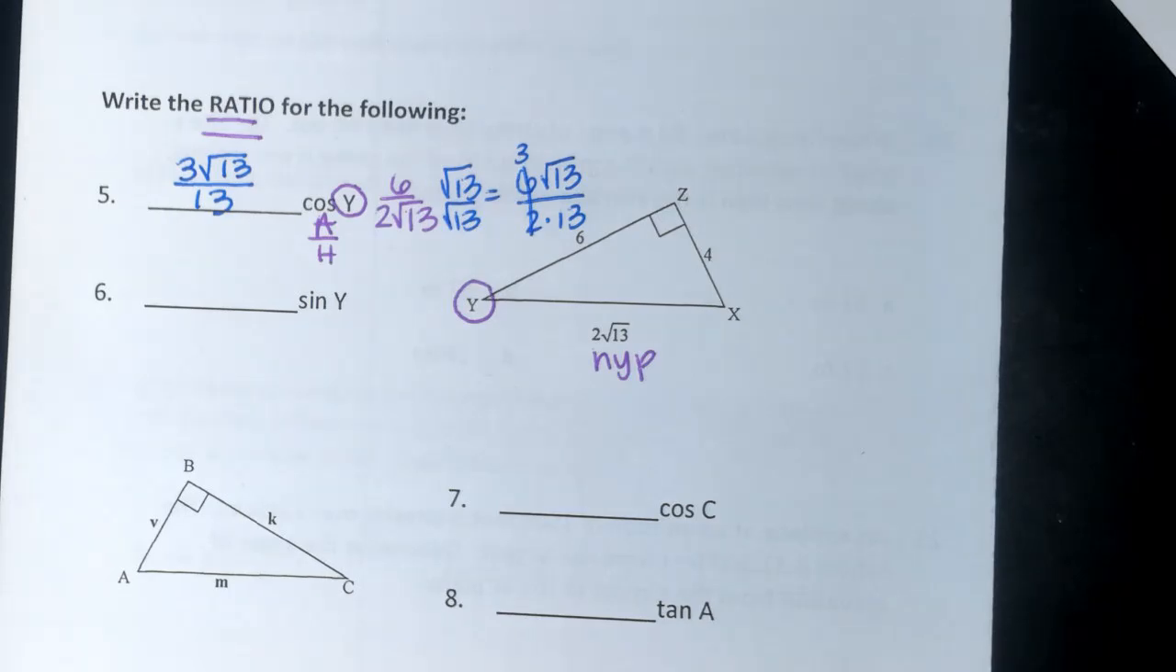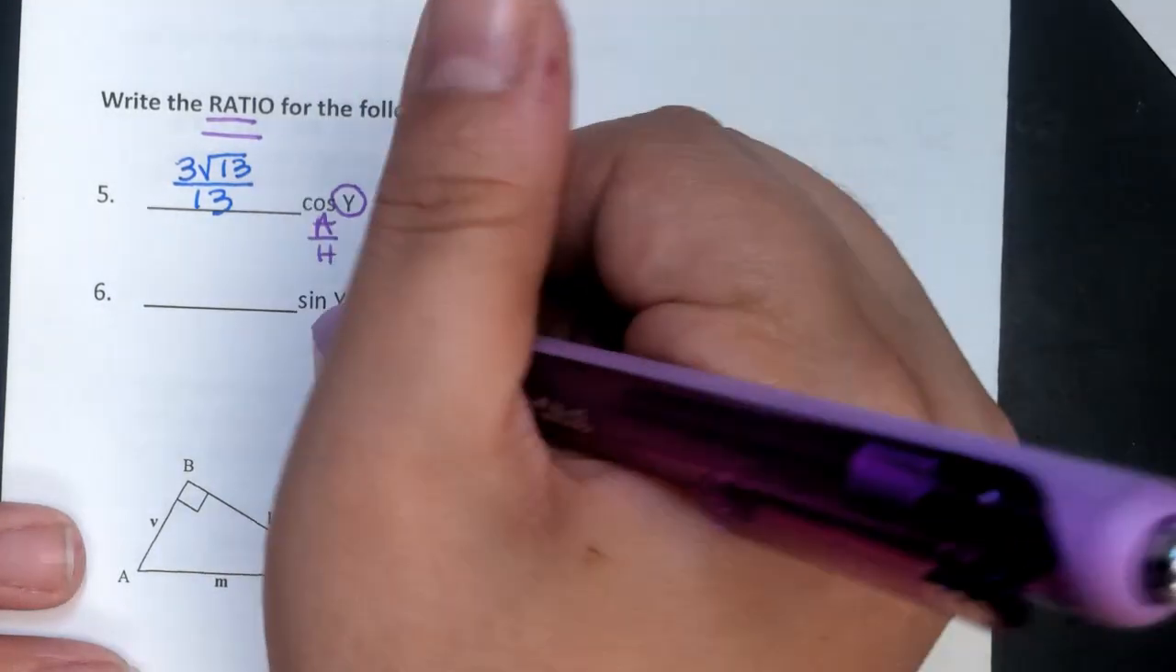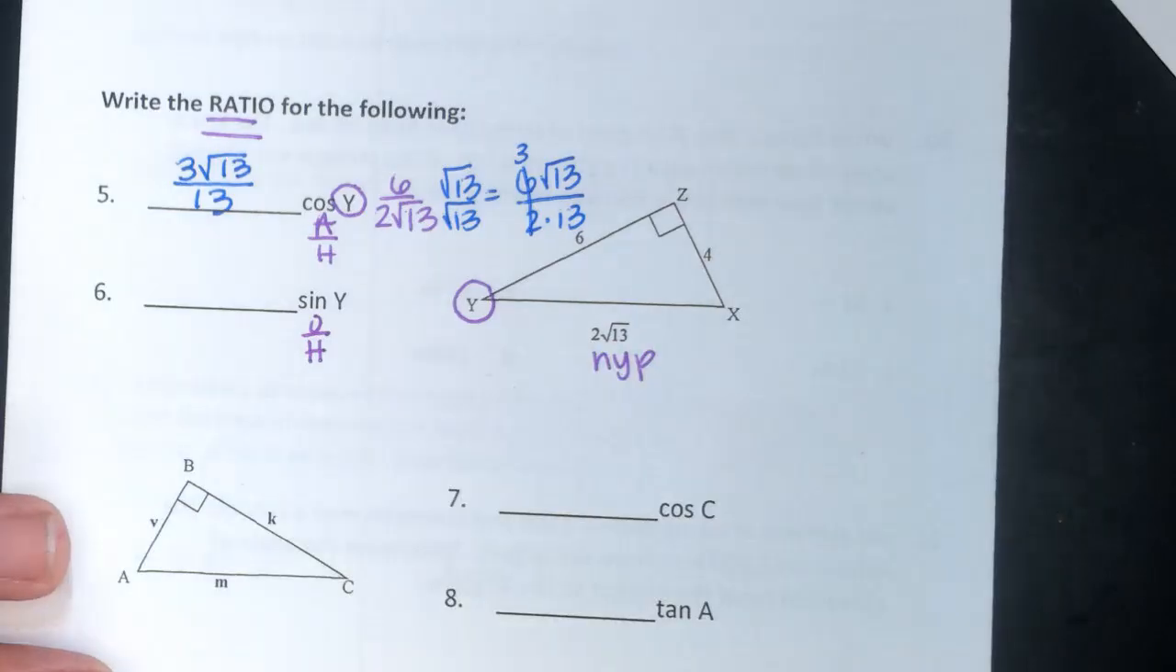What questions can I answer about what I just did? I want you to do the same thing on number 6 if you haven't already. Go. You're doing sine, so this time you're going to be doing O over H.